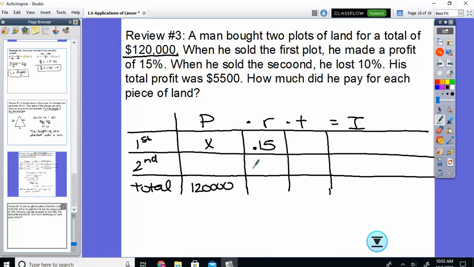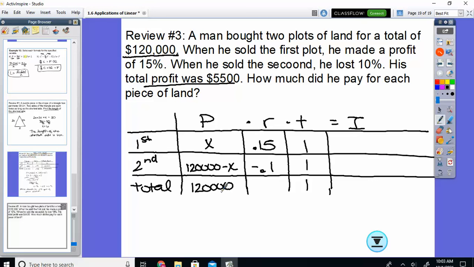When he sold the second, he lost 10%. How would I show a loss? Negative 0.1. And what would I put for this amount? The total minus the amount you've already used. If I don't mention time, we will assume 1 year.